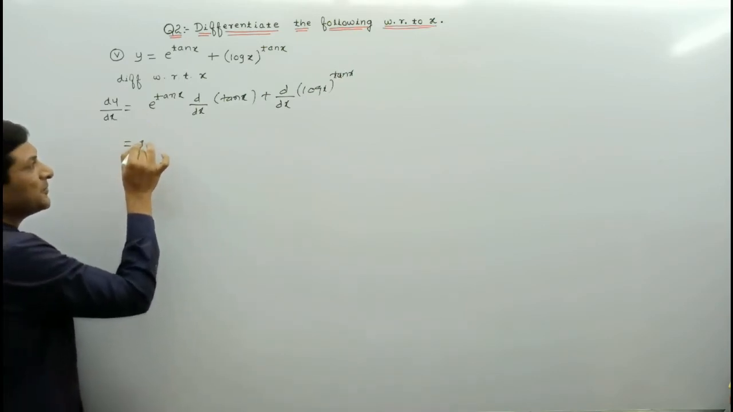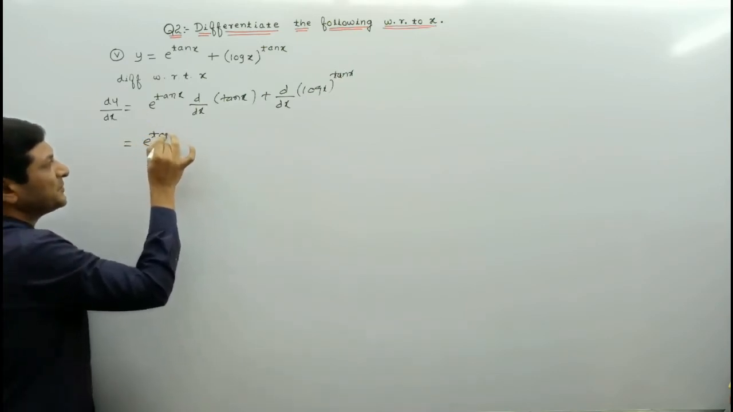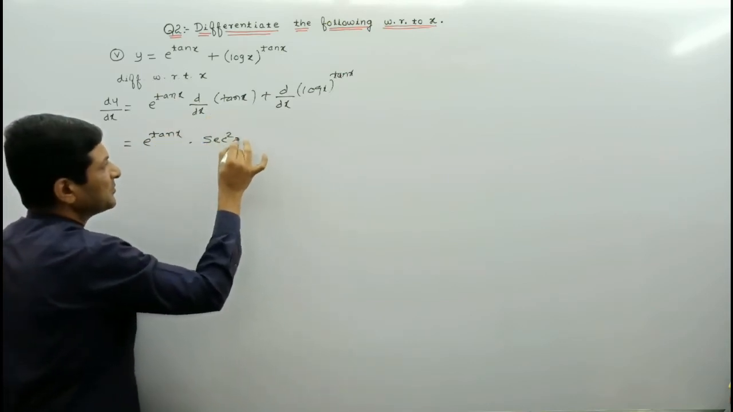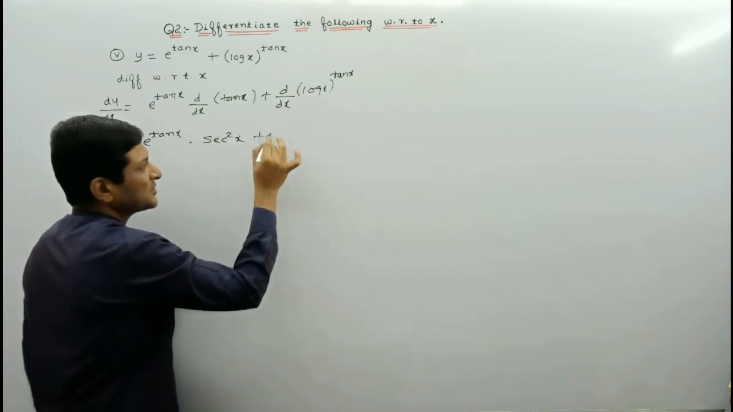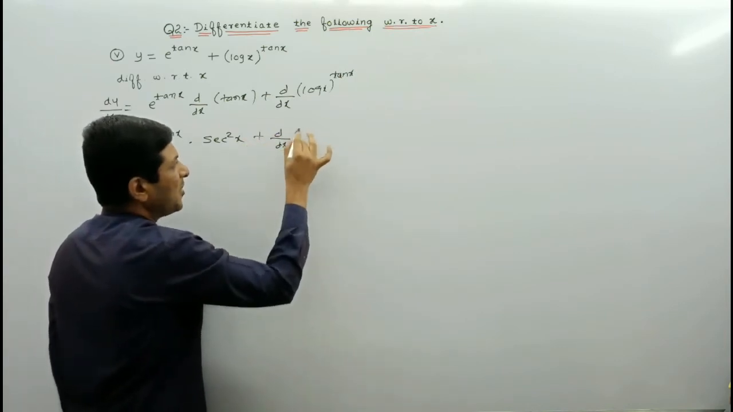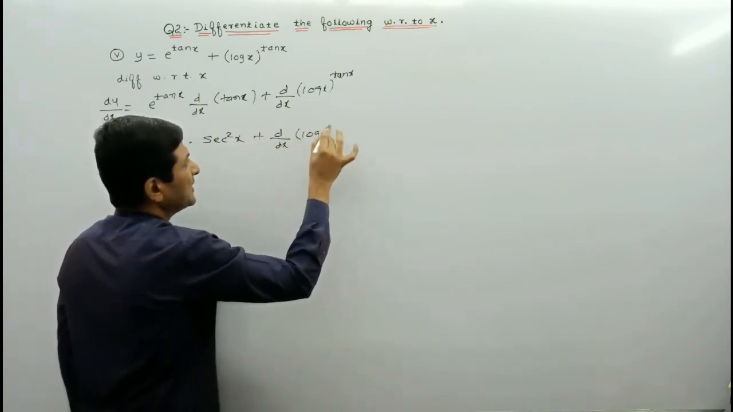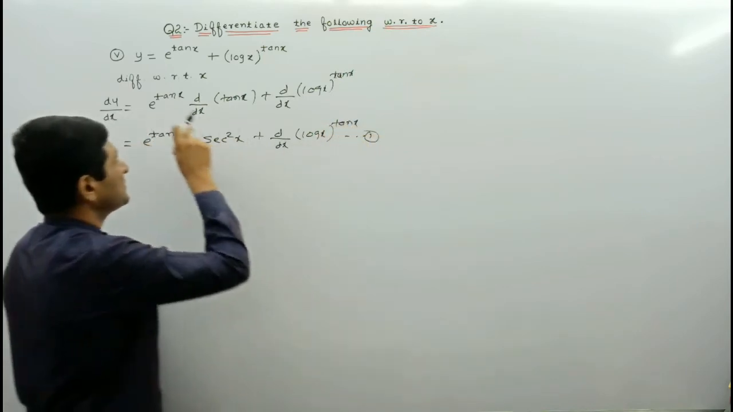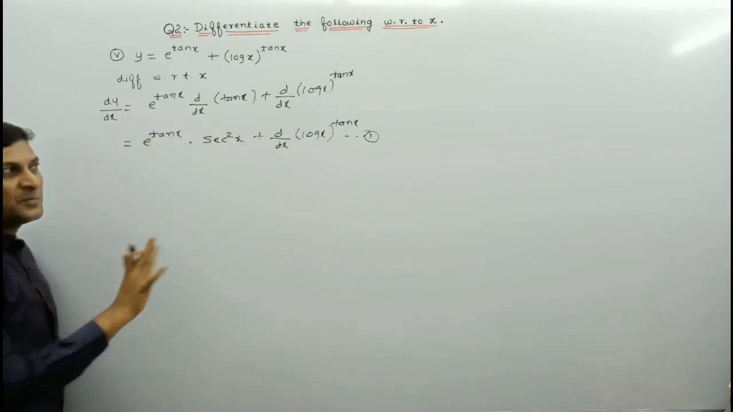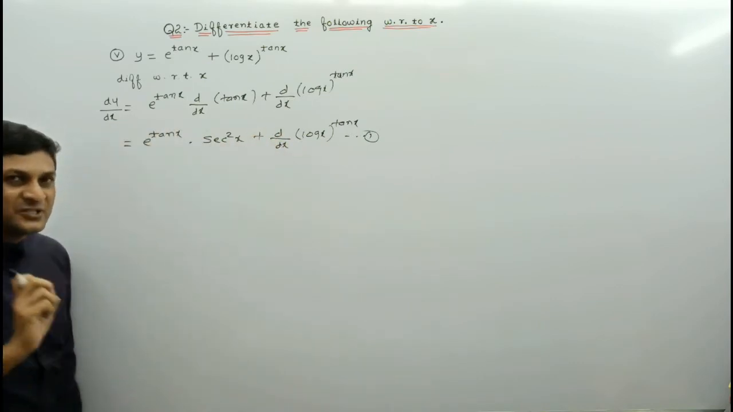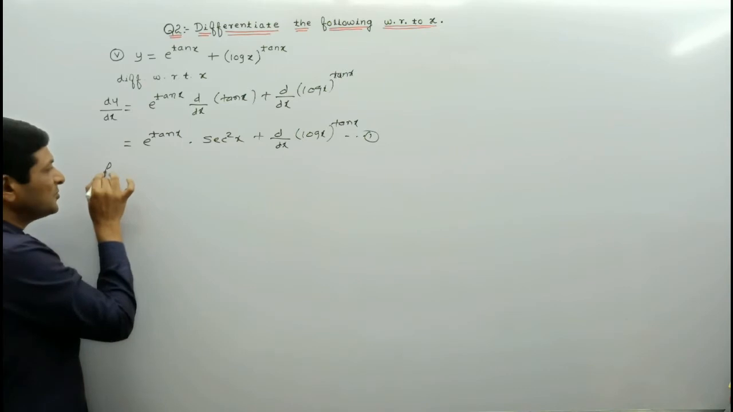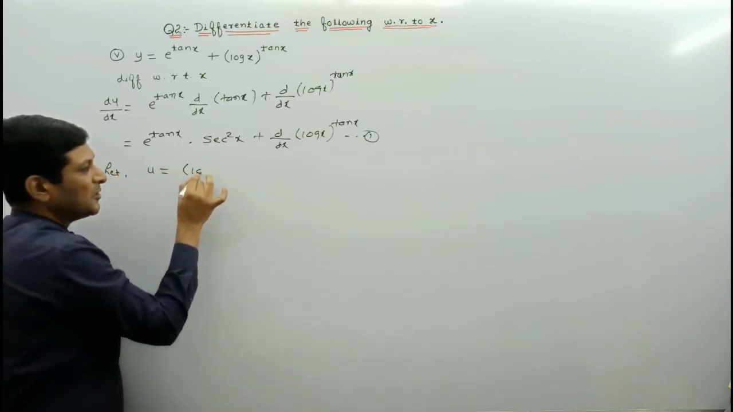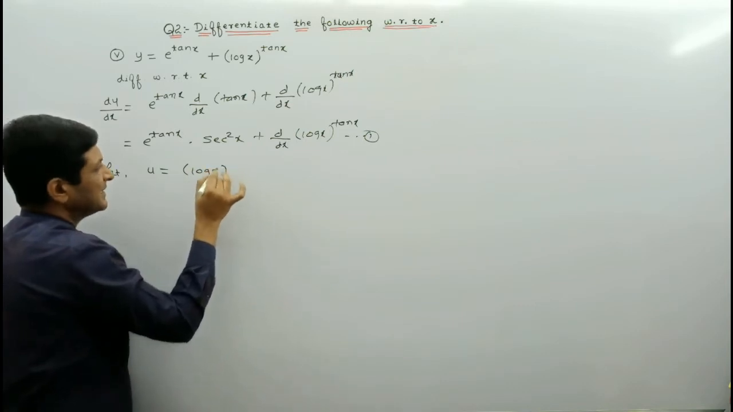So it is equal to e raised to power tan x, keep it as it is, into what is the derivative of tan x? The derivative of tan x will be equal to sec square x, plus the derivative of log x raised to power tan x, keep it as it is. Now let us denote it by equation number 1. Differentiation of the first term is already completed, the remaining part is just to find the differentiation of the second term. So we are denoting this second term by u. Let u is equal to log x raised to power tan x.